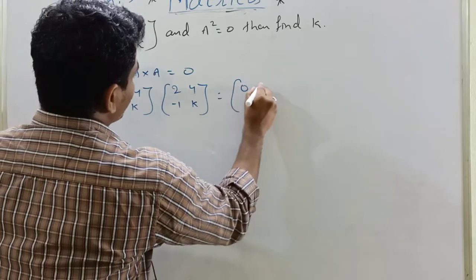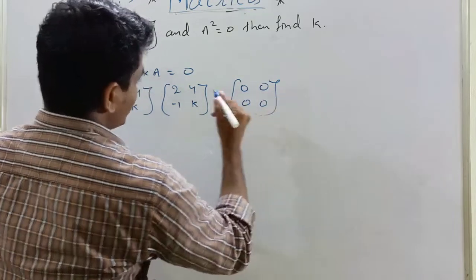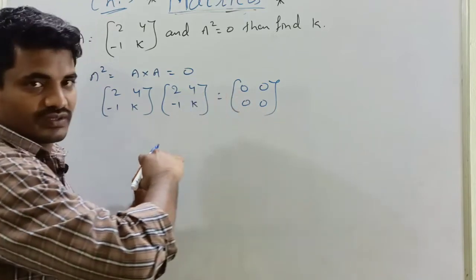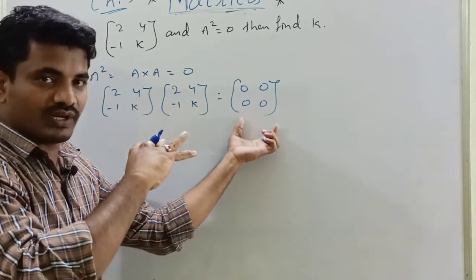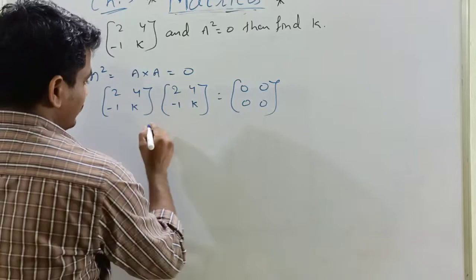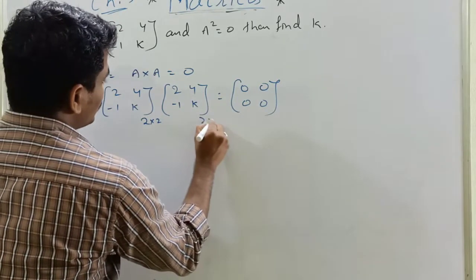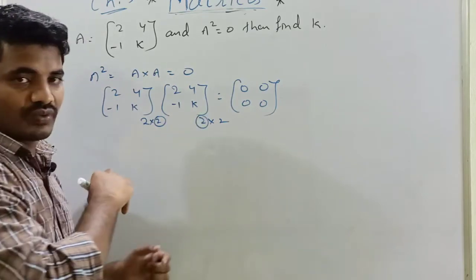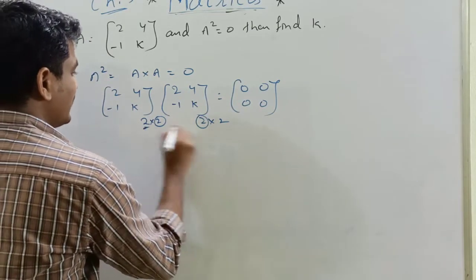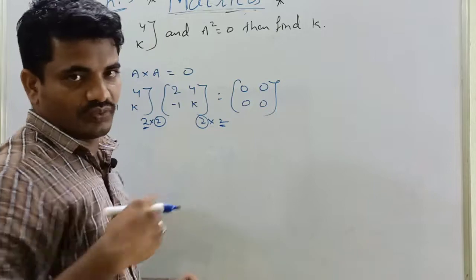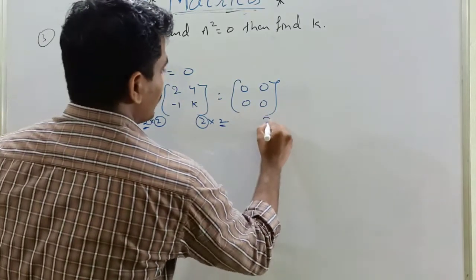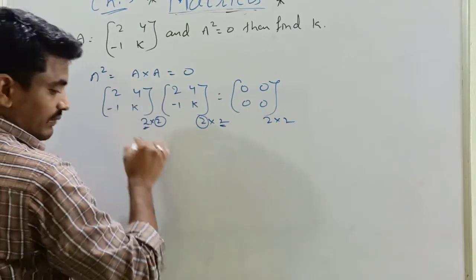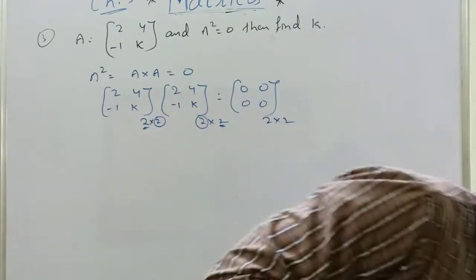The null matrix is nothing but [[0, 0], [0, 0]], because it is a 2 by 2 matrix. The first is 2 by 2, the second is also 2 by 2, then the answer will also be 2 by 2. The number of columns and the number of rows are equal, so the resulting matrix is 2 by 2 only.